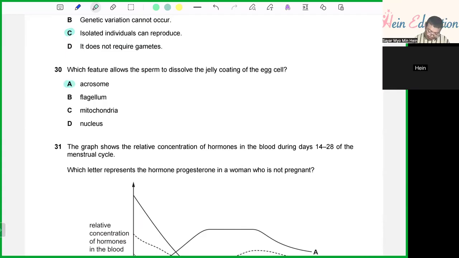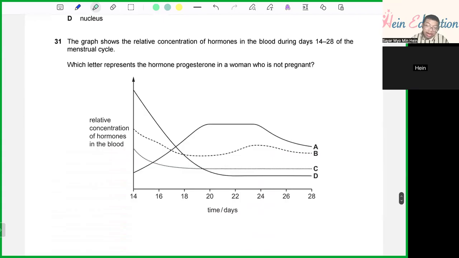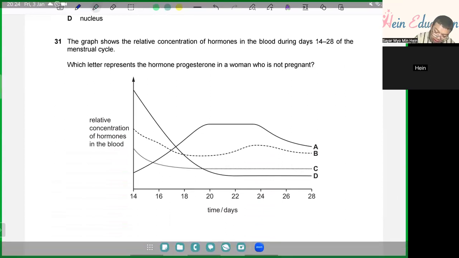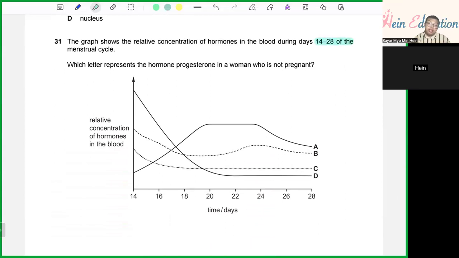So the answer is A. The graph showed the relative concentrations of hormones in the blood during days 14 to 28 of the menstrual cycle. So it's from 14 to 28, which means after ovulation, and the latter represents the hormone progesterone.